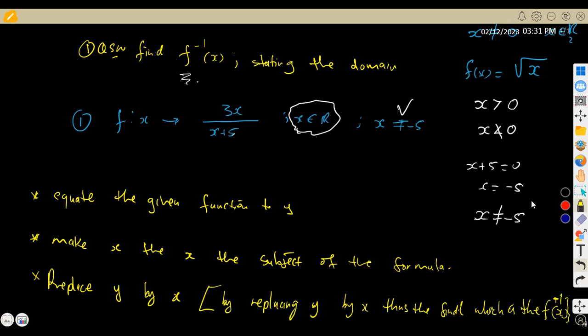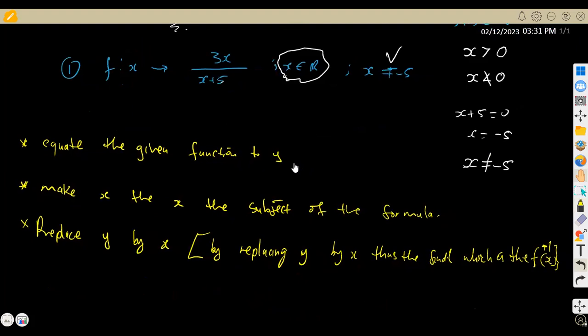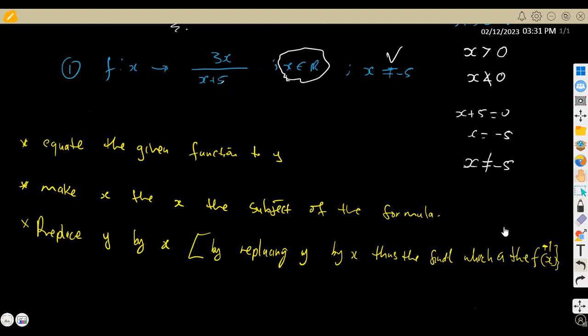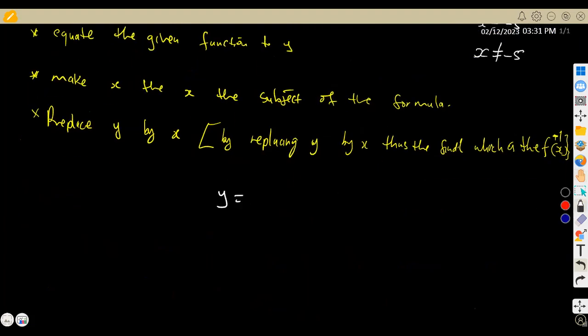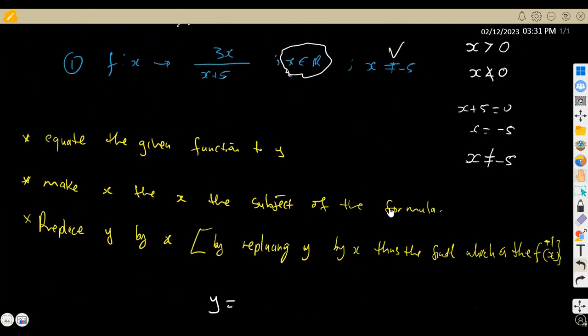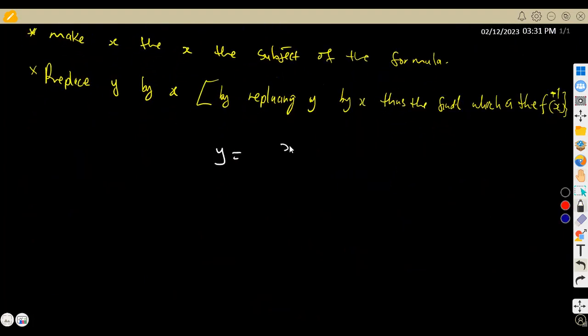So you know how to have this properly, but just for me, if I write in a way that you understand, okay? So that's our f of x here, which is equal to 3x over x plus 5. The first thing we are given, we are going to equate this to a function of y. So y is equal to the whole of the function that we are given, which is 3x over x plus 5.